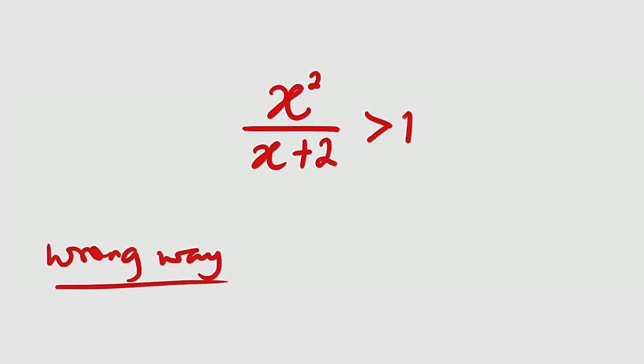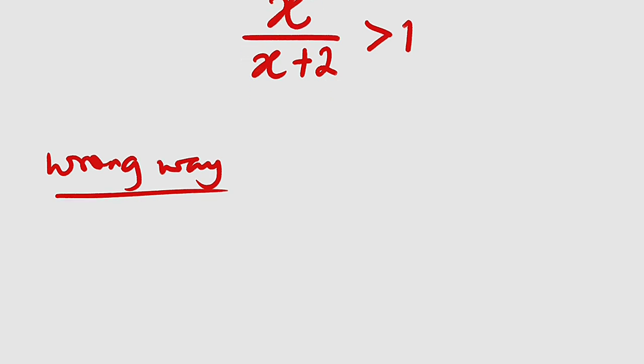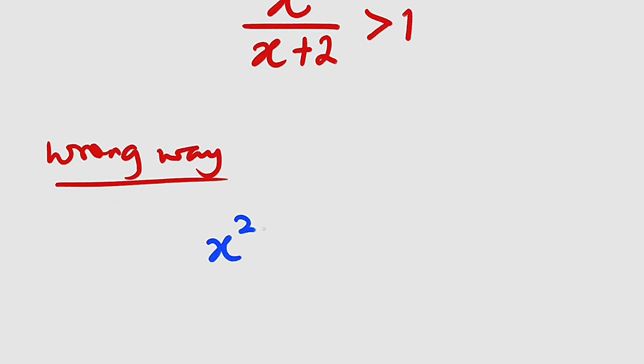The wrong way is by cross multiplication. Do not cross multiply whenever you are given a rational inequality. Please do not. Because let's just do that. By cross multiplication, we're going to take this and multiply by this, right? So it is going to be x squared greater than x plus 2 multiplied by 1. So x squared greater than 1 times x plus 2 is still x plus 2.